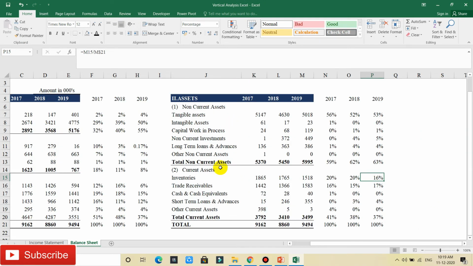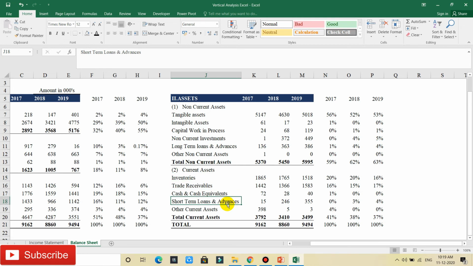Let's also look at what we can infer from the balance sheet itself, right? We can see that in the current asset section, there is trade receivable, whose percentage was 16%, then 15%, then 17%. So it has also increased. Trade receivable increasing means you are doing a bit more credit sales. If we compare to 2018, it's 17%. In 2018 it was 15%. In 2019 it has become 17%. So it means you have done a bit more credit sales.